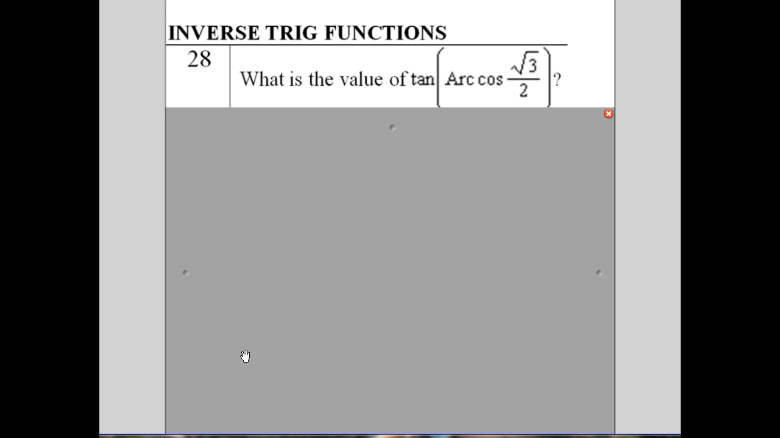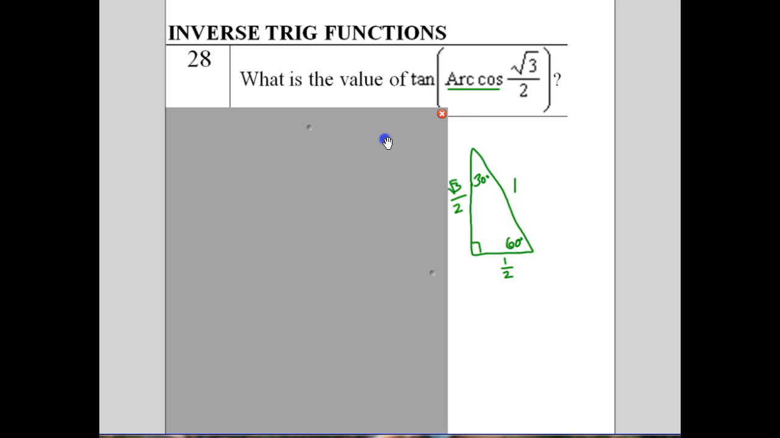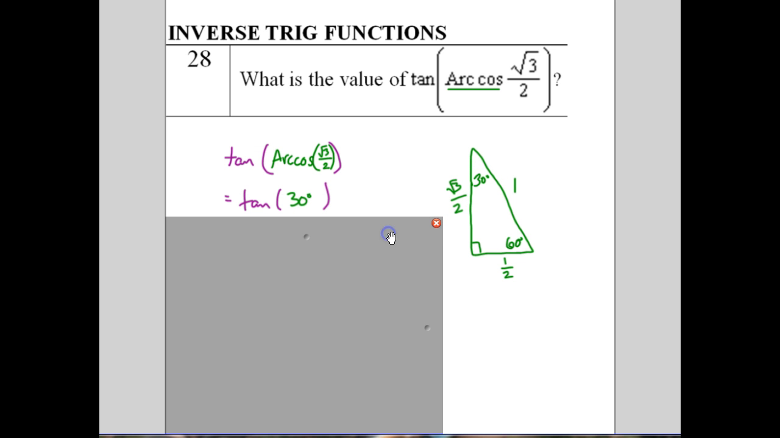Our next question involves inverse trig functions. If you'll recall, arc cosine is equivalent to saying inverse cosine. Okay? So this is saying, in the parentheses, what's the angle that has a cosine of root 3 over 2? Well, let's consider a triangle that has a root 3 over 2 in it. So that would be this 30, 60, 90 triangle. And so the angle that has a cosine, adjacent over hypotenuse, of root 3 over 2 is 30 degrees. Okay? And of course you could put that in your calculator as well. Inverse cosine of root 3 over 2, you're going to get 30 degrees.